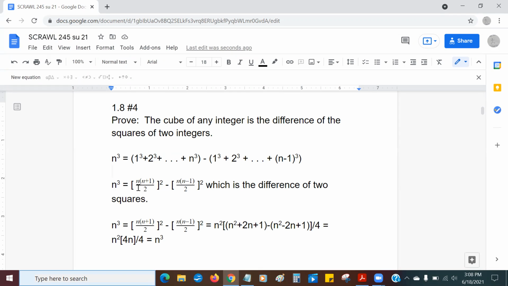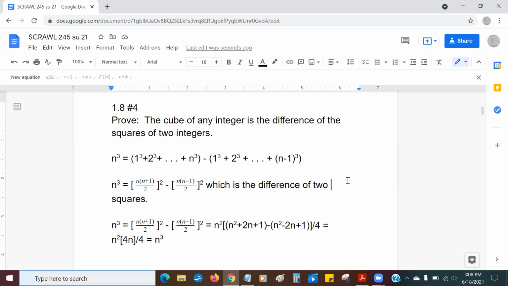Well, I'm done, because I have a cube. It's equal to this thing squared minus that thing squared. So I've really shown it, I'm done. I've taken any cube, n cubed, where n is any integer, and shown that it is the difference of the squares of two integers. Yay for me.